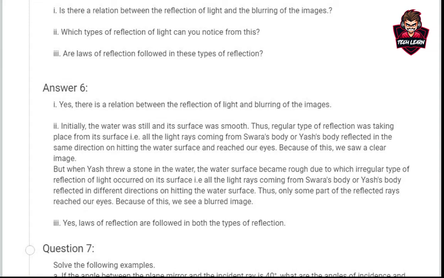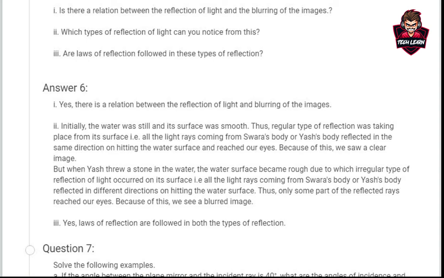But when Yash threw a stone in the water, the surface became rough, due to which irregular type of reflection of light occurs on its surface. All the light rays coming from Swara's body or Yash's body are reflected in different directions on hitting the water surface. Thus only some part of the reflected rays reached our eyes. Because of this we see a blurred image.